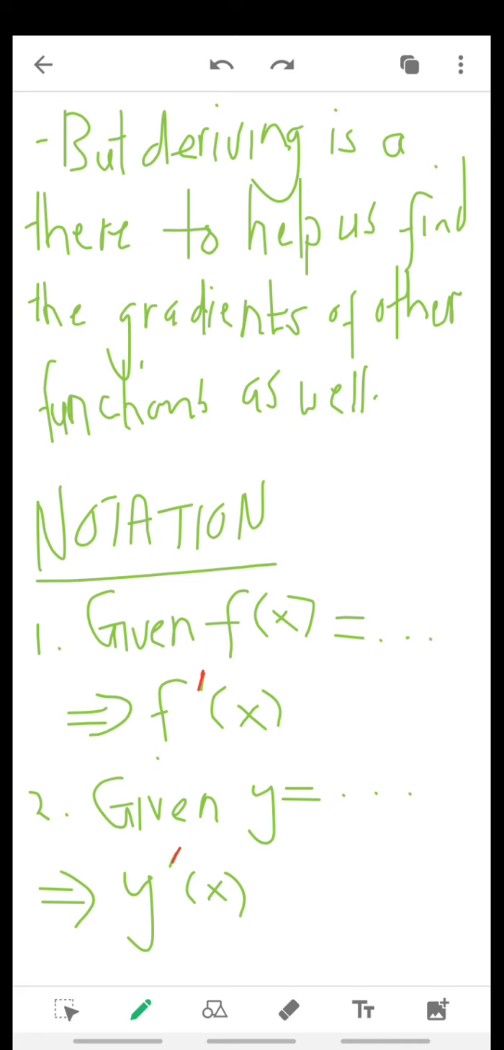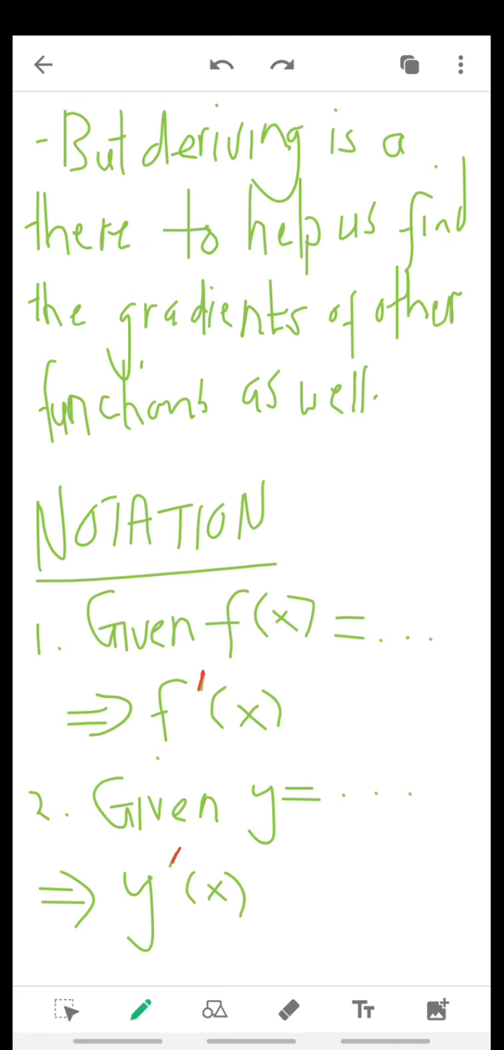With derivatives we have what we call notations. These notations are different symbols or different representations of how a derivative may be represented. We've got 5 of them, and we'll take you through each one at a time.